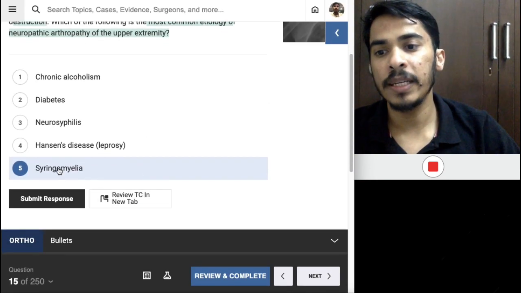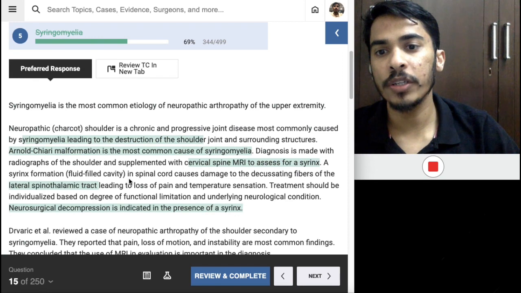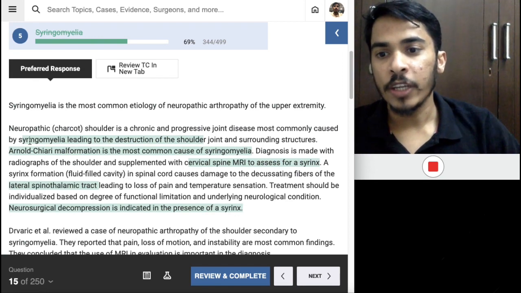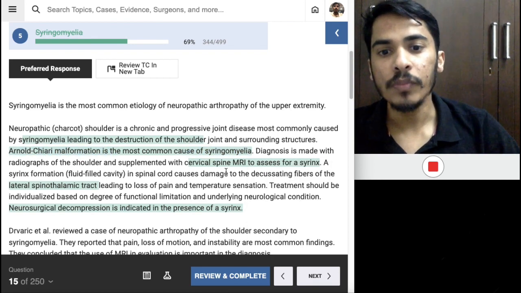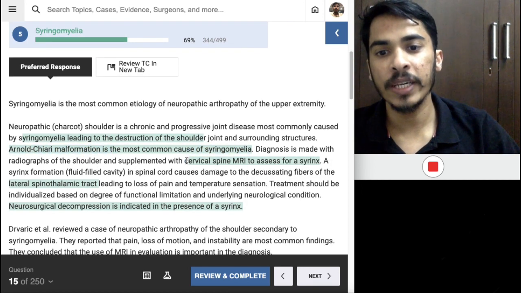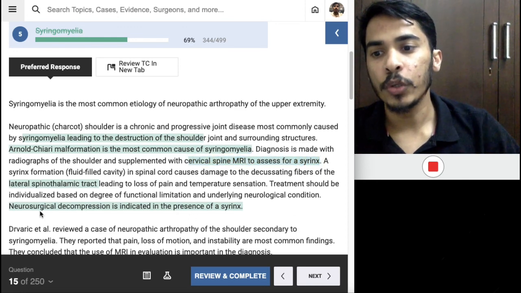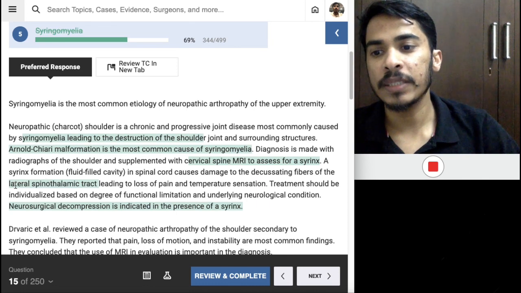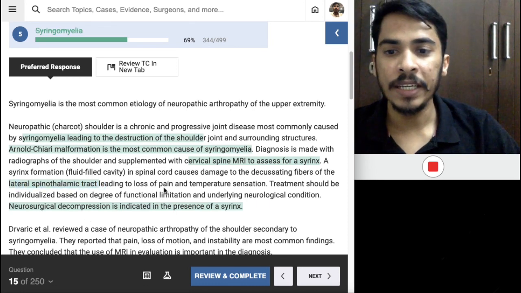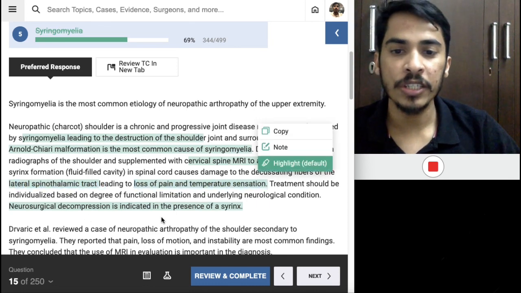So syringomyelia is the most common cause for shoulder neuropathic arthropathy, leading to destruction of the shoulder joint. The most common cause of syringomyelia is Arnold-Chiari malformation. So we have to go for an MRI, cervical spine MRI, to assess for the syrinx. Neurosurgical decompression is indicated in the presence of syrinx. It can compress the lateral spinothalamic tract, leading to pain and temperature sensation loss.